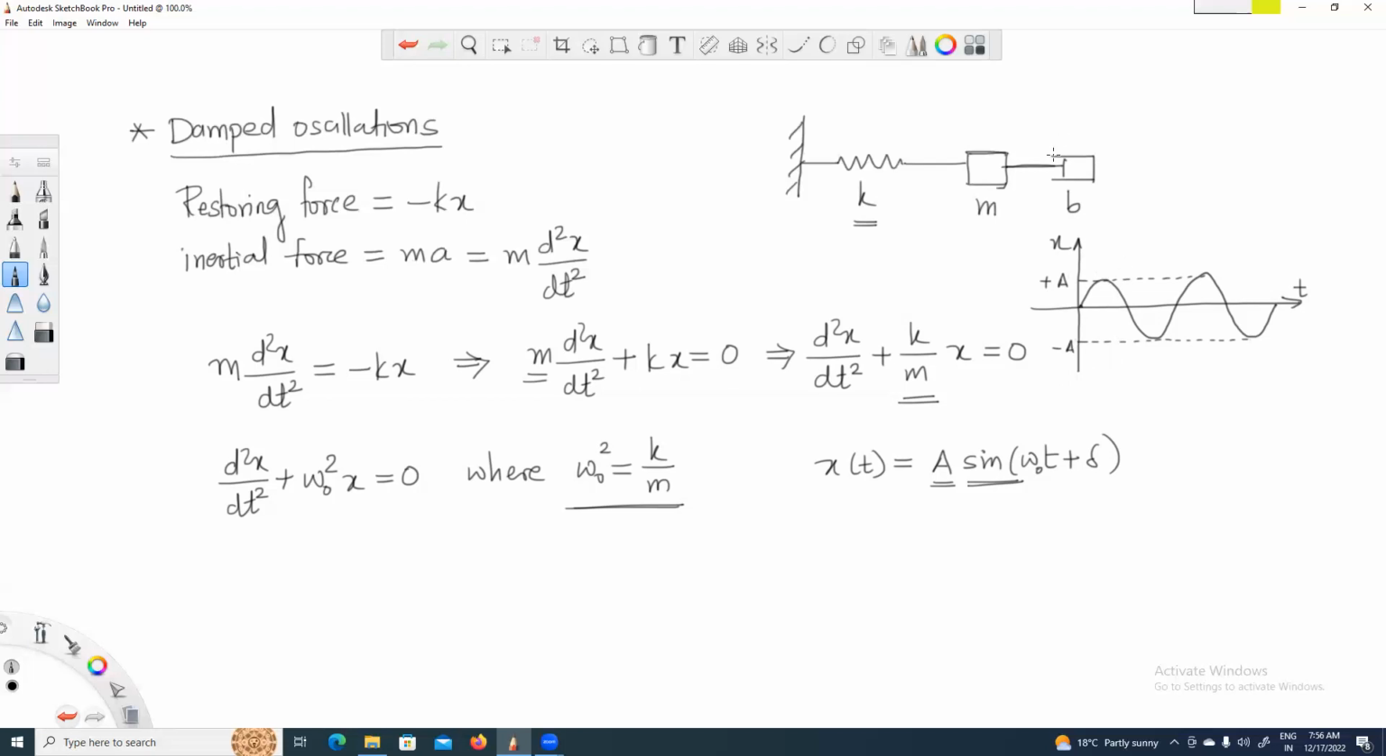So what happens if I add a damper here? The damper basically reduces the amplitude. Let's discuss what happens if I add this damper. Let us consider this system again: a spring with spring constant K attached to mass M, and now we have added this damper. This damper is going to damp out the oscillations, which means it is going to decrease the amplitude of the oscillation. So this damper offers a resistive force here.